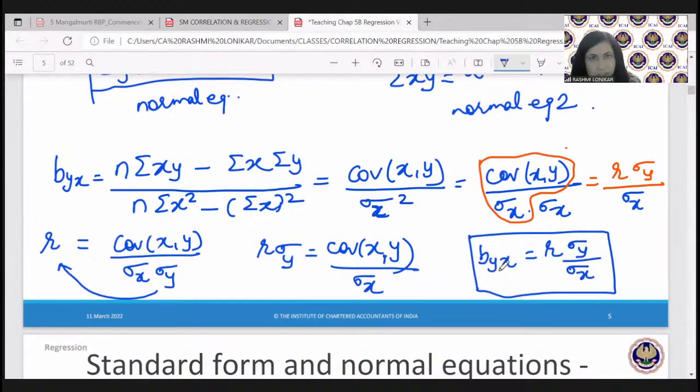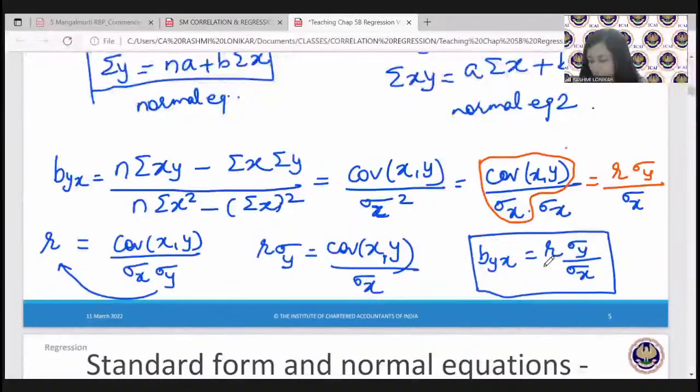Trick to remember this is y and x. So y will come in the numerator, x will come in the denominator. Okay. So far so good. Just let me check all of you whether all of you have understood this or not.